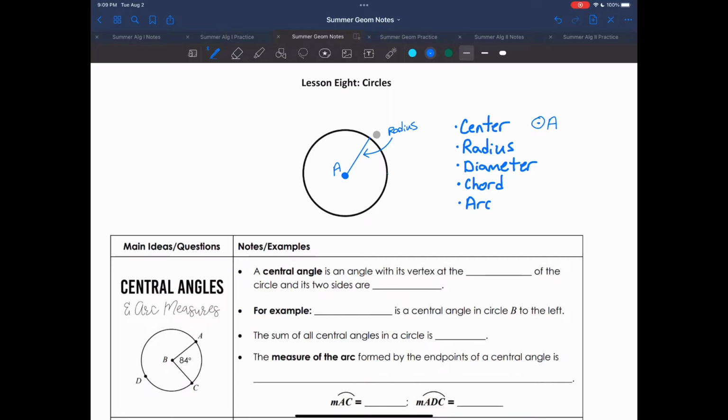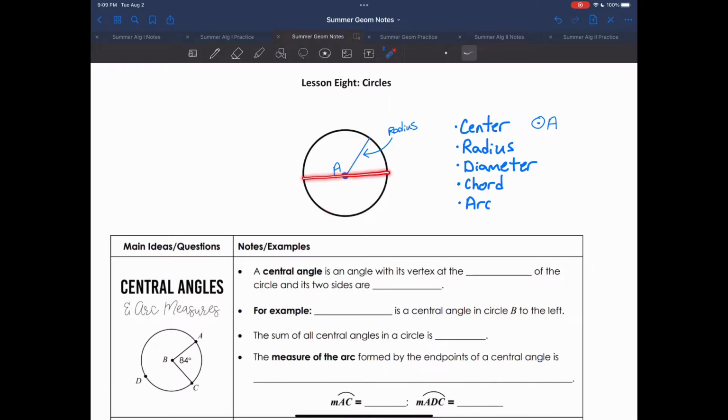Okay, let's talk about what a diameter is. A diameter is, if we took this radius and we extended it through the circle and landed on the other side, that full length is a diameter. So a diameter is twice the length of a radius. And you could draw a diameter anywhere. You could extend that and have a diameter.